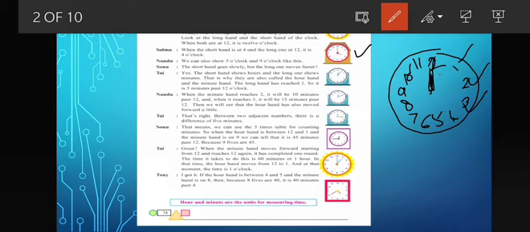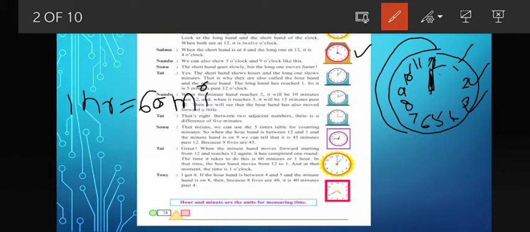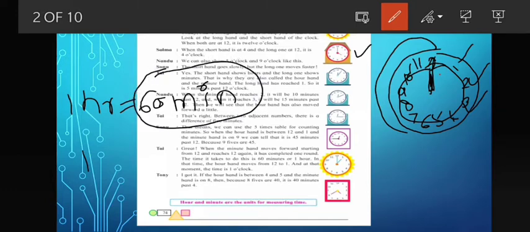That's how you will keep on counting the fives table, and as it moves and comes to 12 again, it has completed 60 minutes. So 1 hour is equal to 60 minutes. When it starts from 12 and goes back again to 12, it completes how much? 1 hour is equal to 60 minutes.